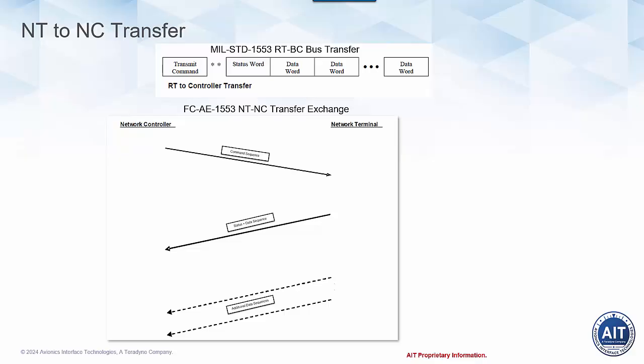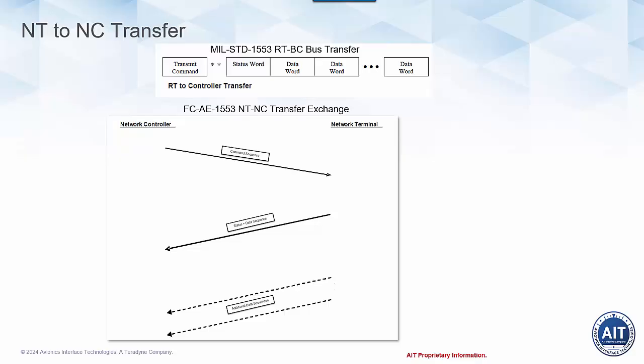On FC-AE-1553 network, you have the command sequence go out with the TR bit indicating transmit command to the network terminal. The network terminal sends a status sequence, and it can then immediately follow with some data sequences, and then it may subsequently send some optional data sequences if all the data couldn't be sent in that original status sequence plus data sequences. Pretty straightforward.